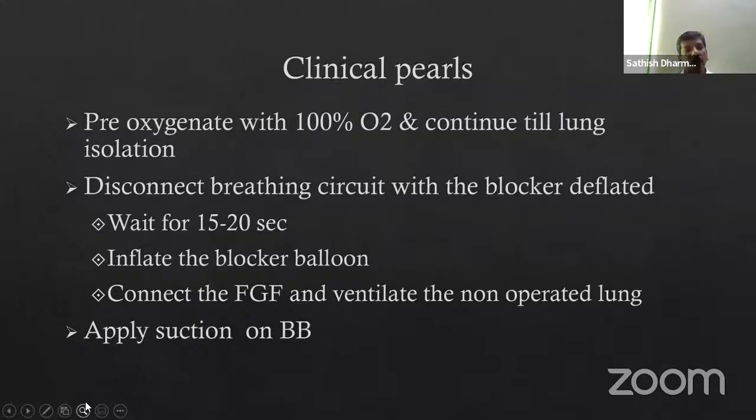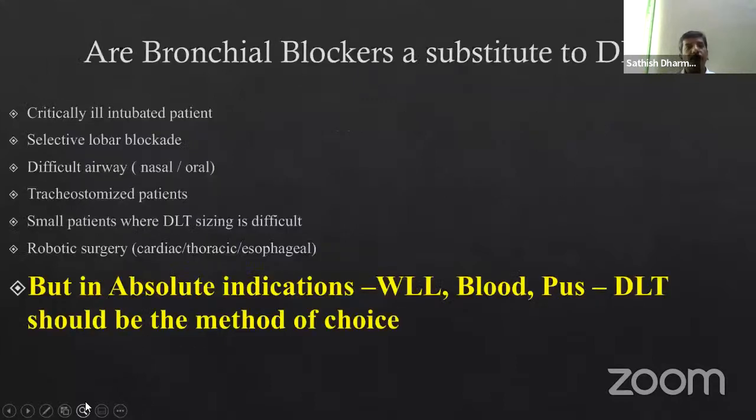Then both the lungs will be collapsed. Then inflate the bronchial balloon, and then start the fresh gas flow and ventilate the non-operative lung. So the operative side will automatically collapse faster, and then apply suction through the bronchial blocker. This is how the bronchial blocker can be efficiently used to collapse the lung early.